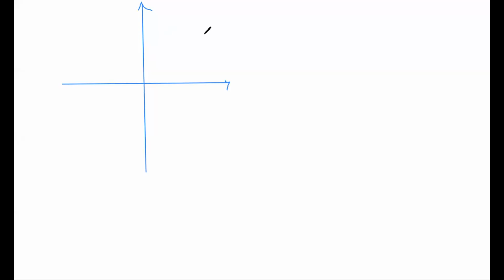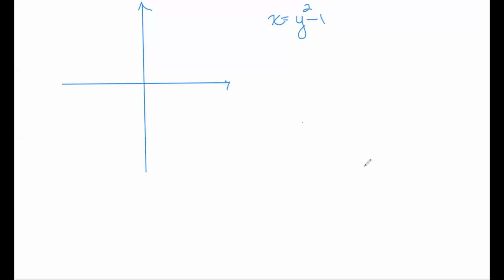So I'm going to do these two. x is equal to y squared minus 1. Hold on. And x is equal to 1 minus y squared. Now, I know what these look like, but I'm going to take you to Desmos so that we can try and do it there.